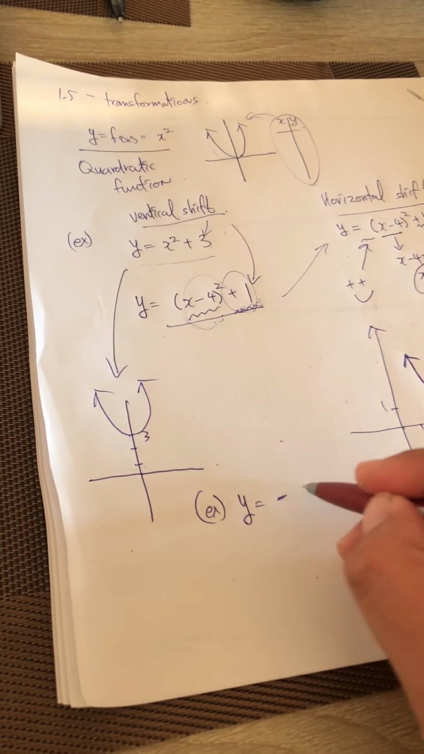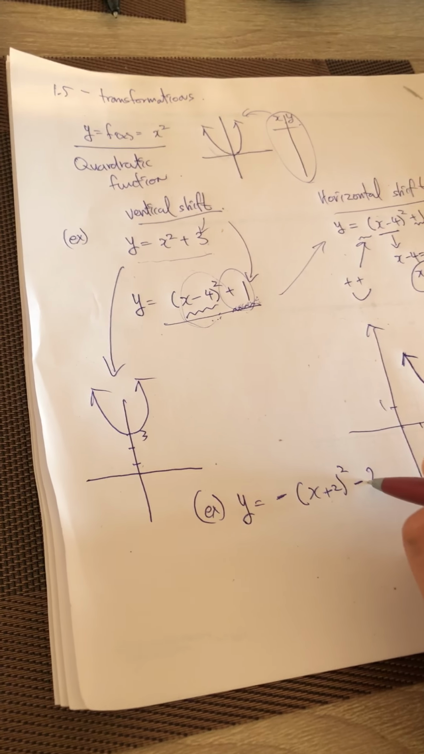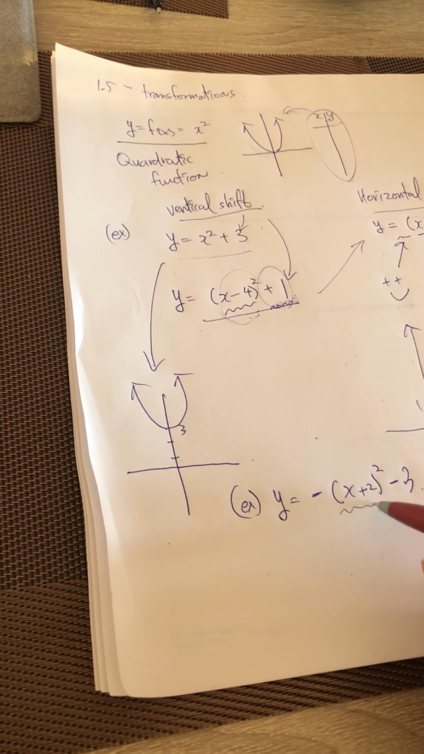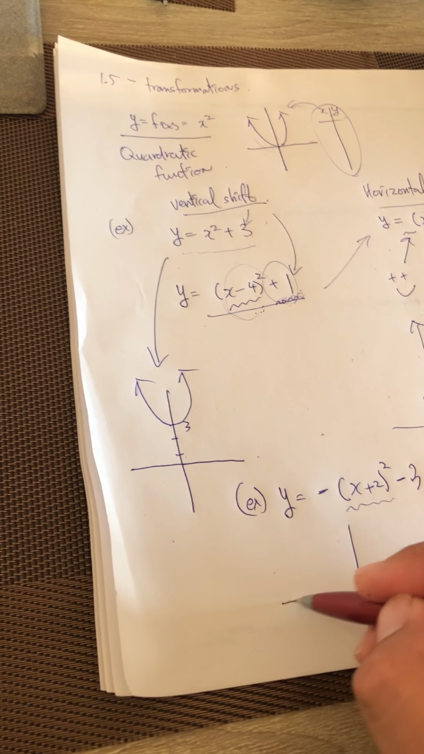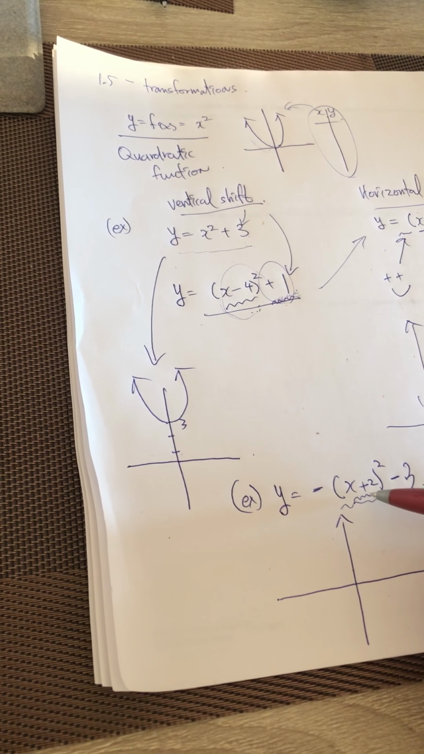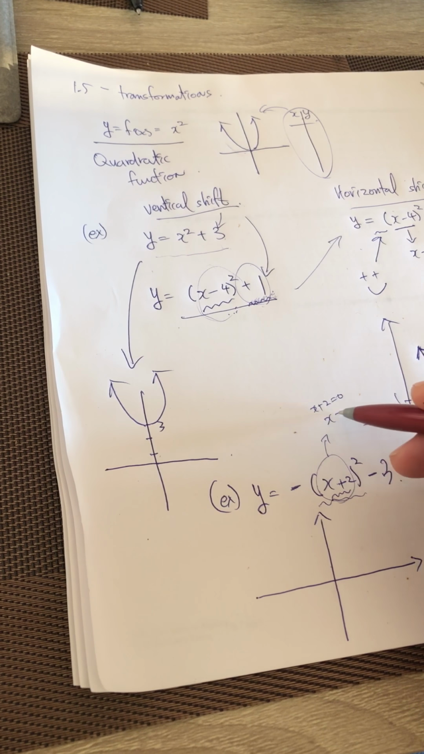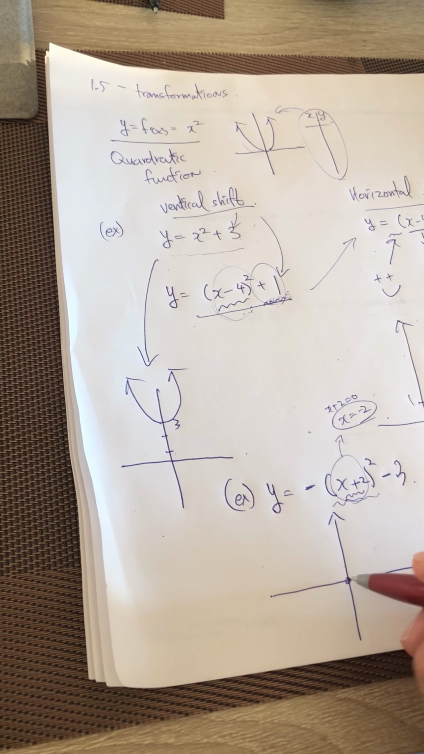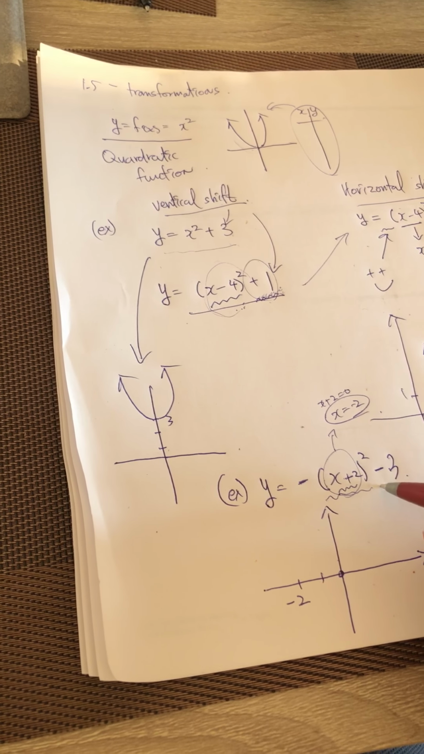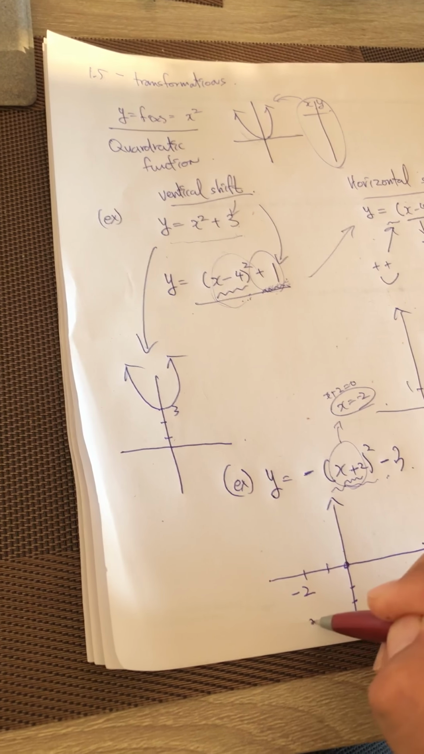Let me give you another quick example. y equals negative (x plus 2) squared minus 3. Okay, so now we recognize that this is the completing square form. So we're going to apply x plus 2, meaning this is going to be minus 2. So from 0, we go to the left 2 units, and obviously we're going to apply the vertical shift by 3 units down right here.